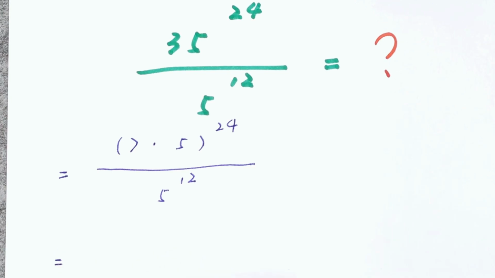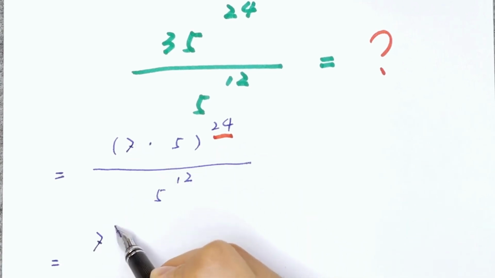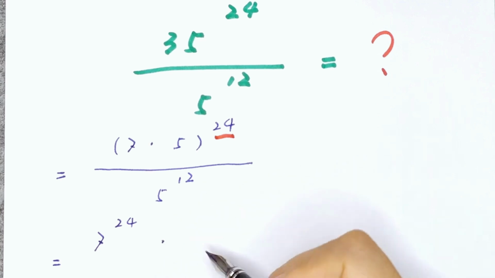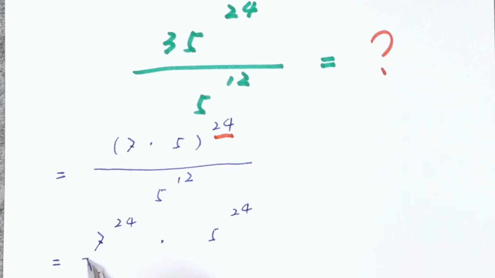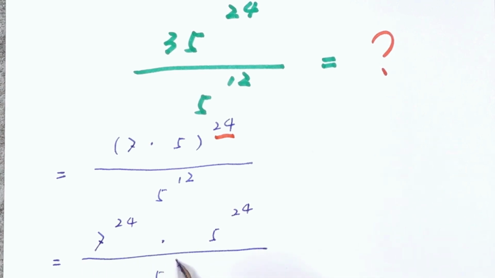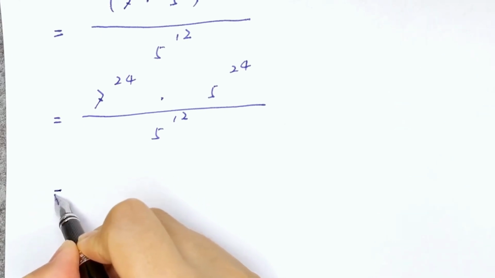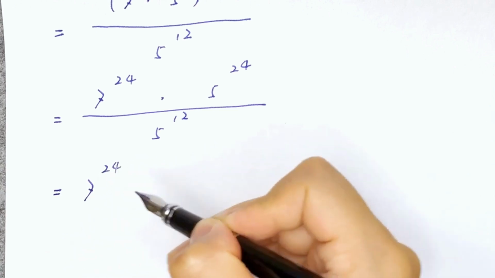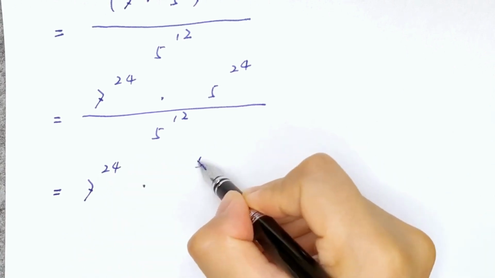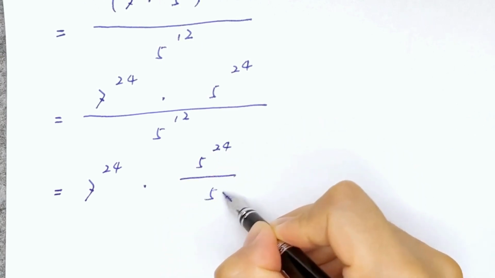It will be equal to, we take this into the bracket, 7 to the power of 24 times 5 to the power of 24 over 5 to the power of 12. It will be equal to 7 to the power of 24 times 5 to the power of 24 over 5 to the power of 12.